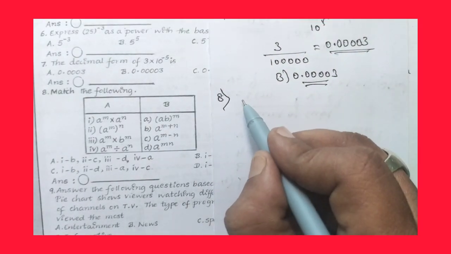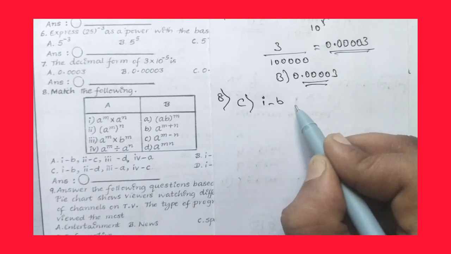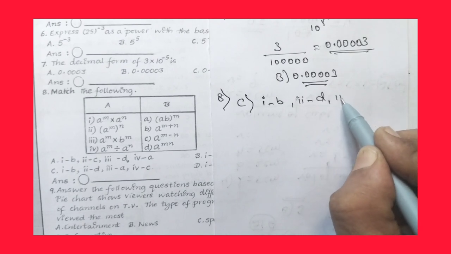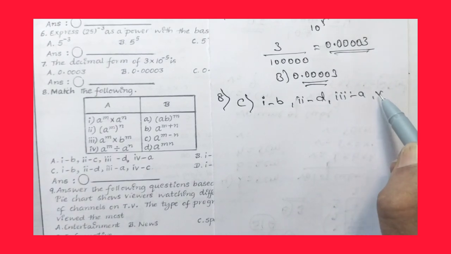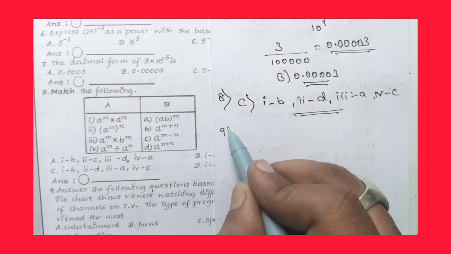Now let us move to the 8th question. So 8th question, match the following. Match the following: a to the power of m into a to the power of n, a to the power of m plus n. a to the power of m whole to the power of n, a to the power of mn. First a b, second a d. Option C, first a b, second a d, third one a, and fourth one is c. So option C for the 8th question. The right answer is: for the first one b, for the second one d, for the third one a, and for the fourth one it is c. So this is the right answer for the 8th question.